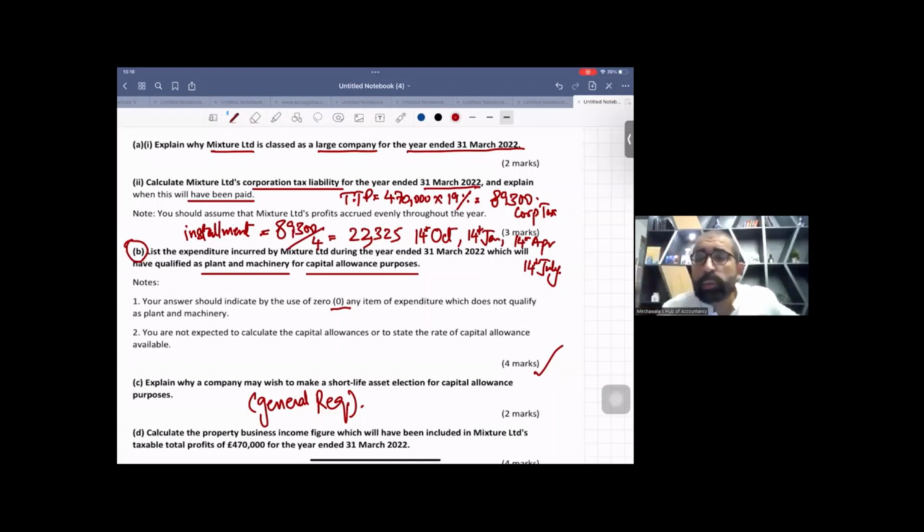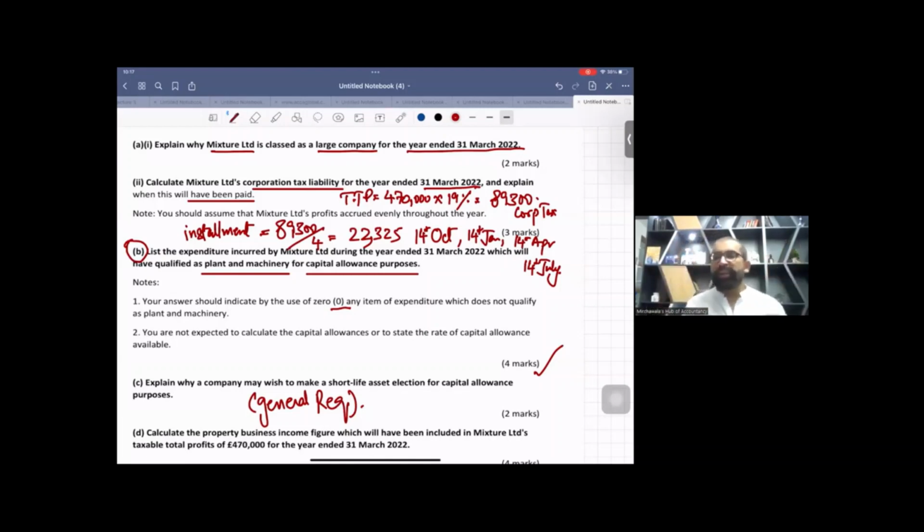Number 1, privately used assets by owner. Owner in individuals, you have to depool. That is a must depool thing. And the second thing is short life assets. Short life asset, you have the option to depool.